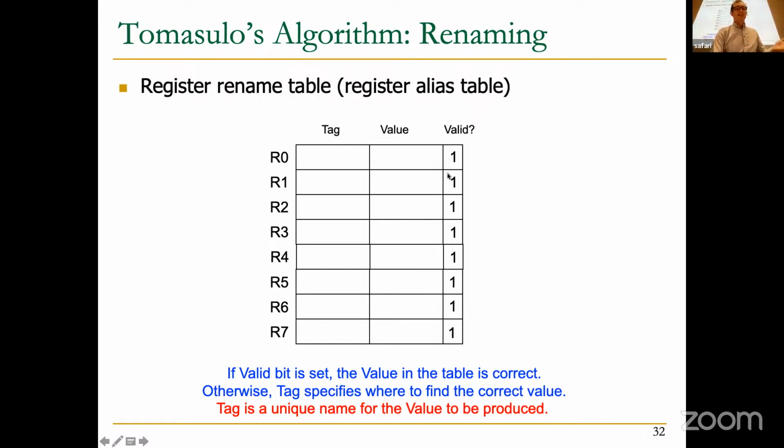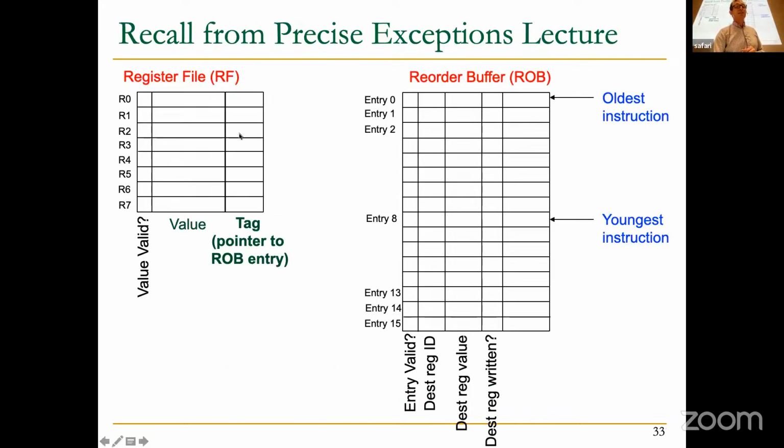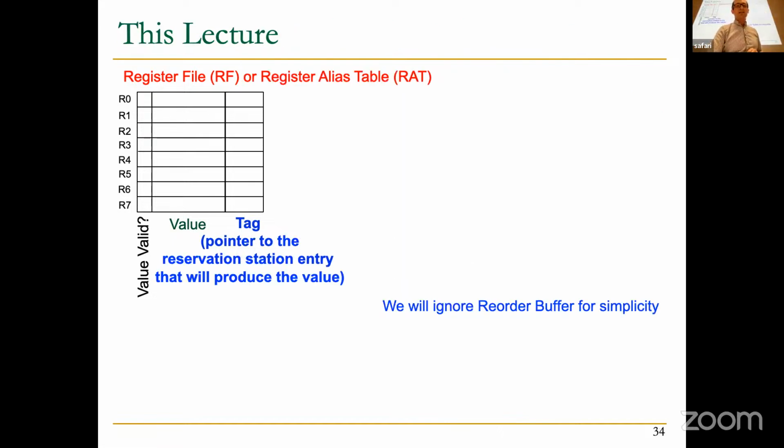I've kind of reordered the fields over here, but basically you have register 0 to register 7. This says whether it's valid. If the valid bit is set, the value in the table is correct. It can be trusted basically. Otherwise, the tag specifies where to find the correct value. That's the new name. Tag is a unique name for the value to be produced. That's how you do renaming. And recall from the precise exceptions lecture, we essentially have the same thing. Register file or register alias table. You can think of it that way. We're going to separate things more later on, but let's start with this. So let's now go through an example.